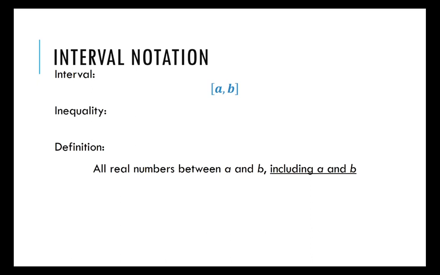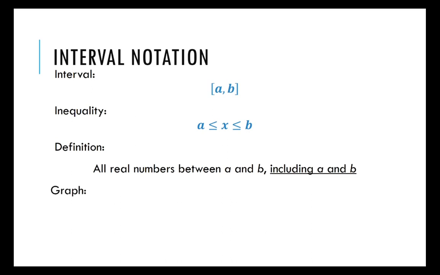Well, you can also write this as an inequality. What's that inequality going to look like? It's going to be a is less than or equal to x is less than or equal to b. It's the same idea as saying x is trapped between a and b. It could be any of the numbers in there. It could also be a. It could also be b.